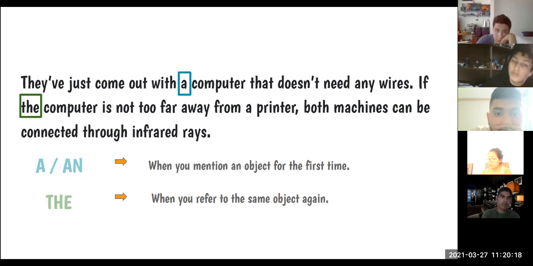Diego? My father bought a cell phone that a man in the street offered to him. The cell phone doesn't work anymore. Okay, so in the first sentence you use what? My father bought a cell phone. A cell phone, right? Very good. And in the second sentence, the cell phone doesn't work anymore. Okay, very good. Any other ideas?